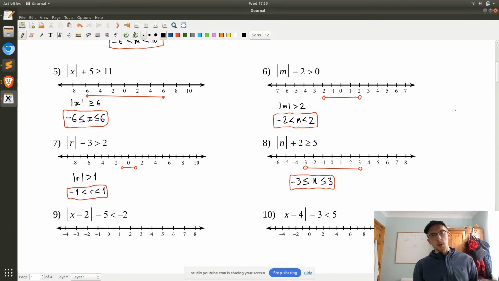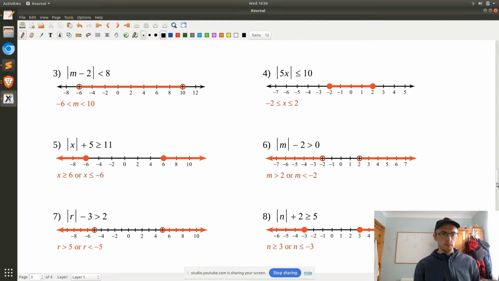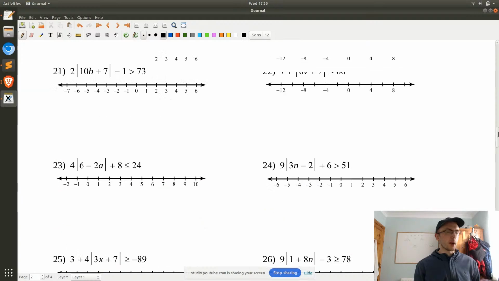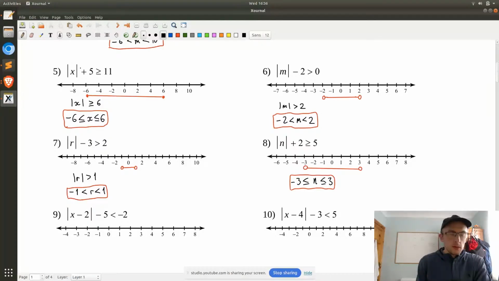Check. Make sure that we're on track. Okay. Question 5. Wrong. Okay, these ones are totally wrong. Need to figure out why they're wrong though. The absolute value is difficult.